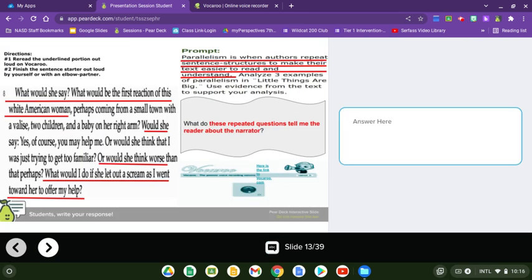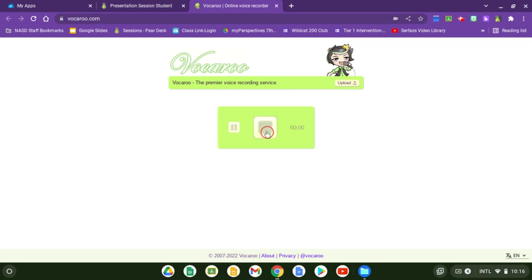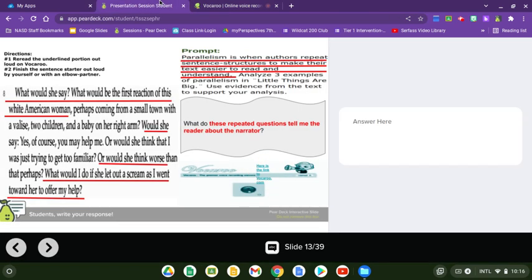So, just as last time, you're going to reread the underlined portion out loud on Vocaroo and then finish the sentence starter out loud by yourself or with an elbow partner. All right. So let's go ahead and open up Vocaroo again. We're going to open up a whole separate thing. I think it's just easier. Boom. It's opened up. You click that. And then let's take a moment to read just the underlined part out loud, and then I'll show you how to pause the Vocaroo. So go ahead, take a moment to read out loud, and then I'll show you how to pause it.